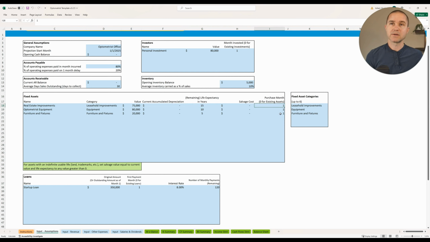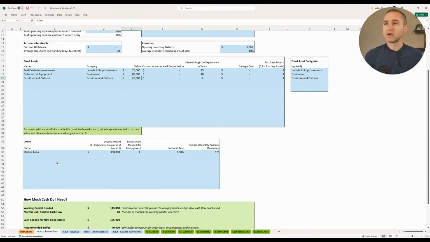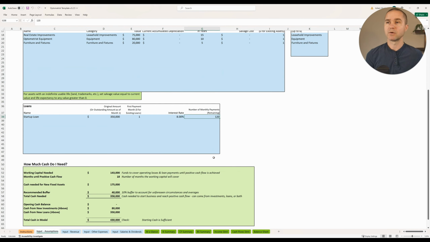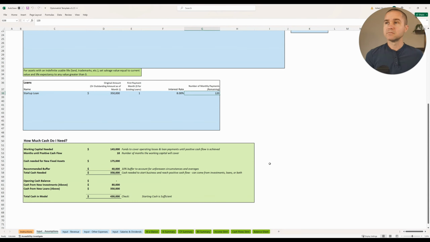And we're going to put all these expenses again in month 1 as kind of the start of the model. At the beginning of the model, we're going to have these startup expenses. Now we have $80,000 of equipment, $20,000 of furniture and fixtures in the office as well to round out our startup expenses. And then we are assuming a startup loan of $350,000 at an 8% interest rate on a 10-year term, so 120 months.